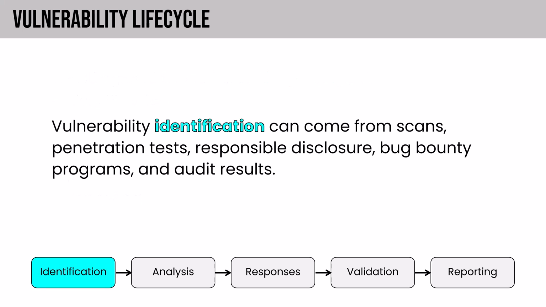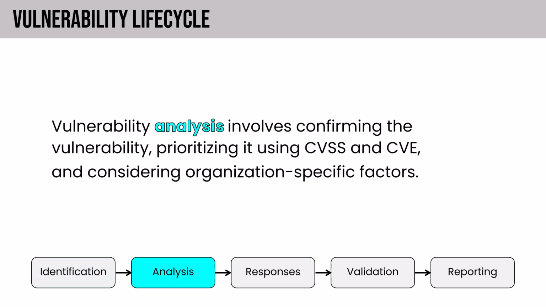Identification can come from a number of sources, from vulnerability scans, penetration tests, responsible disclosure, bug bounty programs, even audit results. In analysis, we're confirming the vulnerability, prioritizing it using the CVSS and CVE metrics, and considering organization-specific factors.